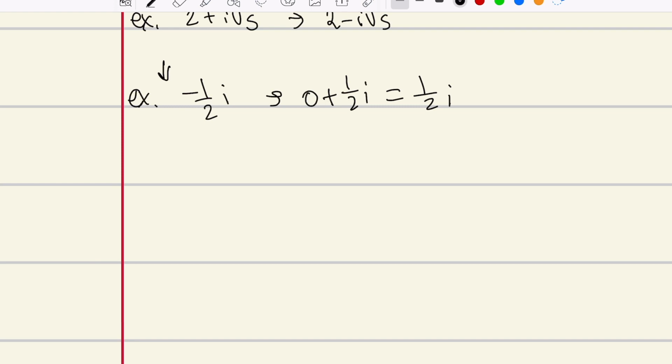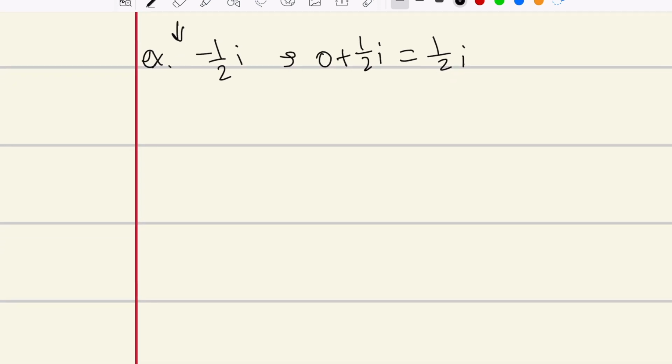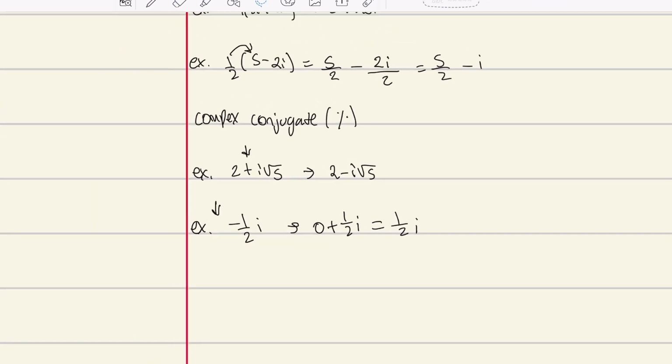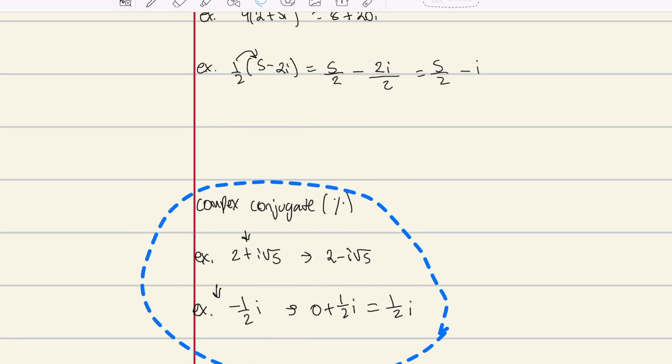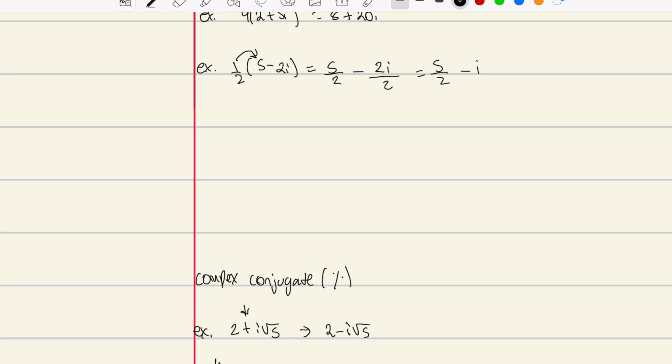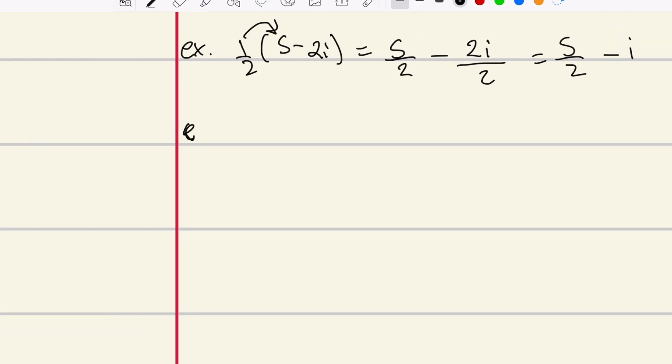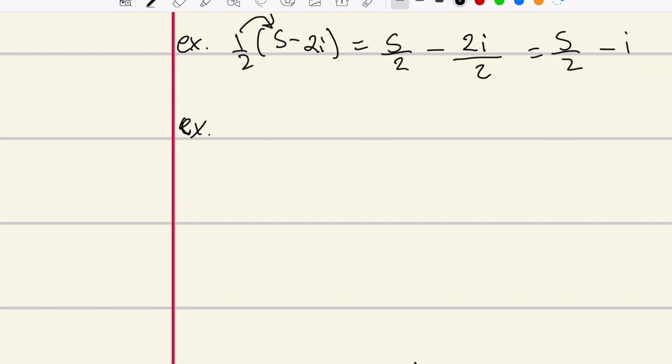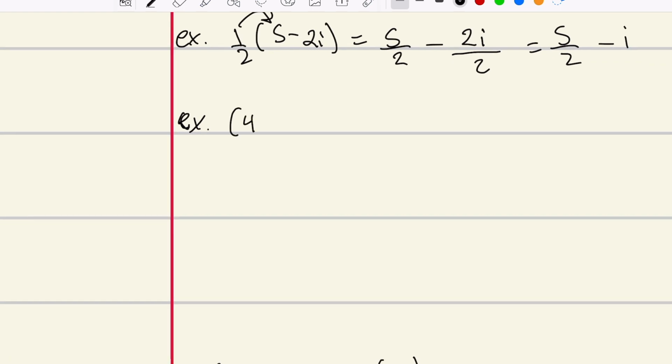So now let's do a little bit more multiplying. Okay, given two complex numbers, meaning example numbers like, here, let's write another example. Example number 3. 4 plus 3i times 2 minus 5i.